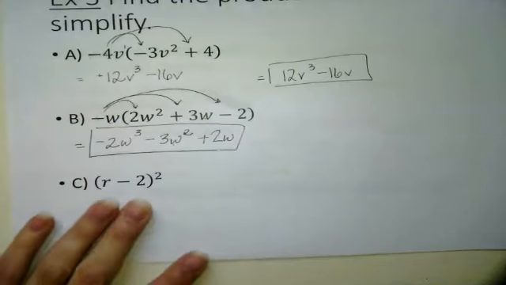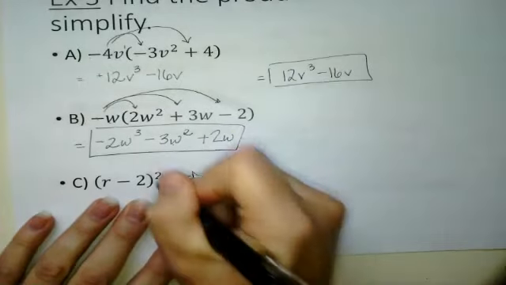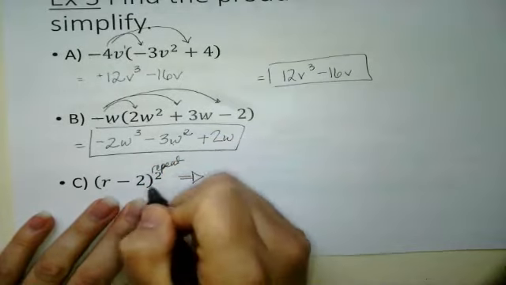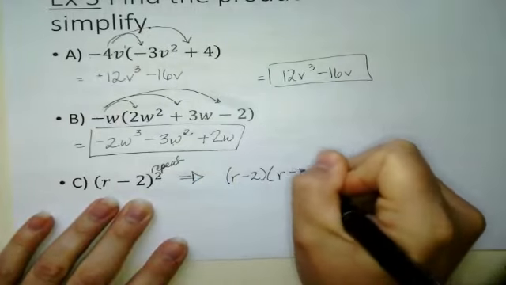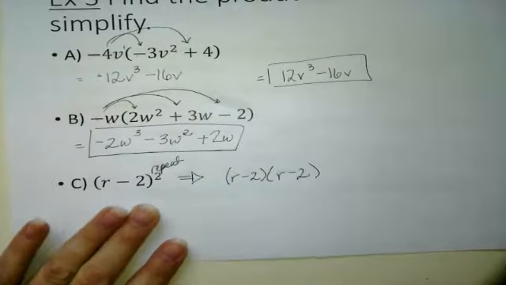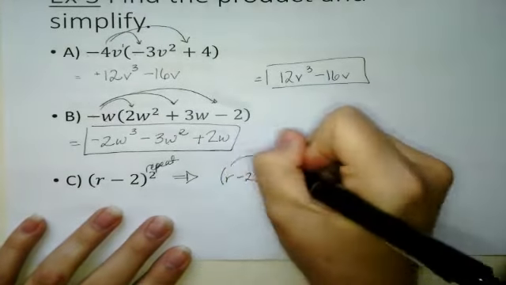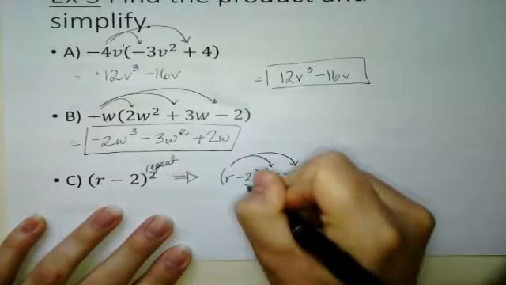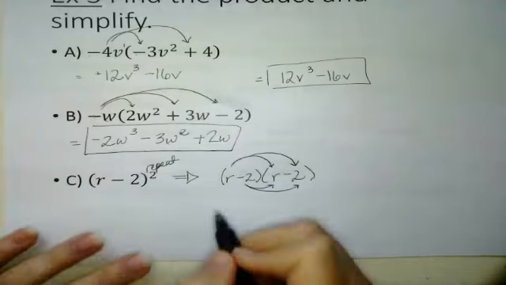And then the last one, I just wanted to remind you, this is quantity squared, which means it's repeating 2 times. Repeat the base 2 times. So this means r minus 2 times r minus 2. And we want to distribute. So you need to distribute the r, and you need to distribute the negative 2. Distribute everything to everybody else.